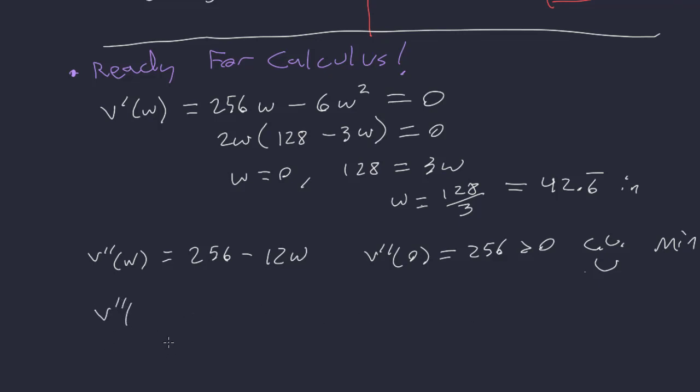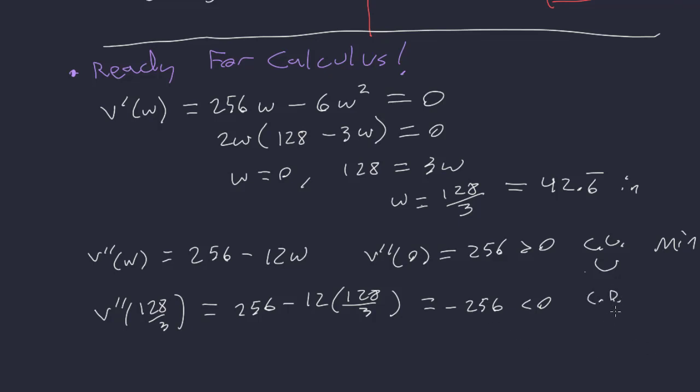Okay, then v double prime at 128 over 3. Okay, well, that's going to be 256 minus 12 times 128 over 3. That comes out to be negative 256, which is negative, which means we're concave down, which means that's our maximum.